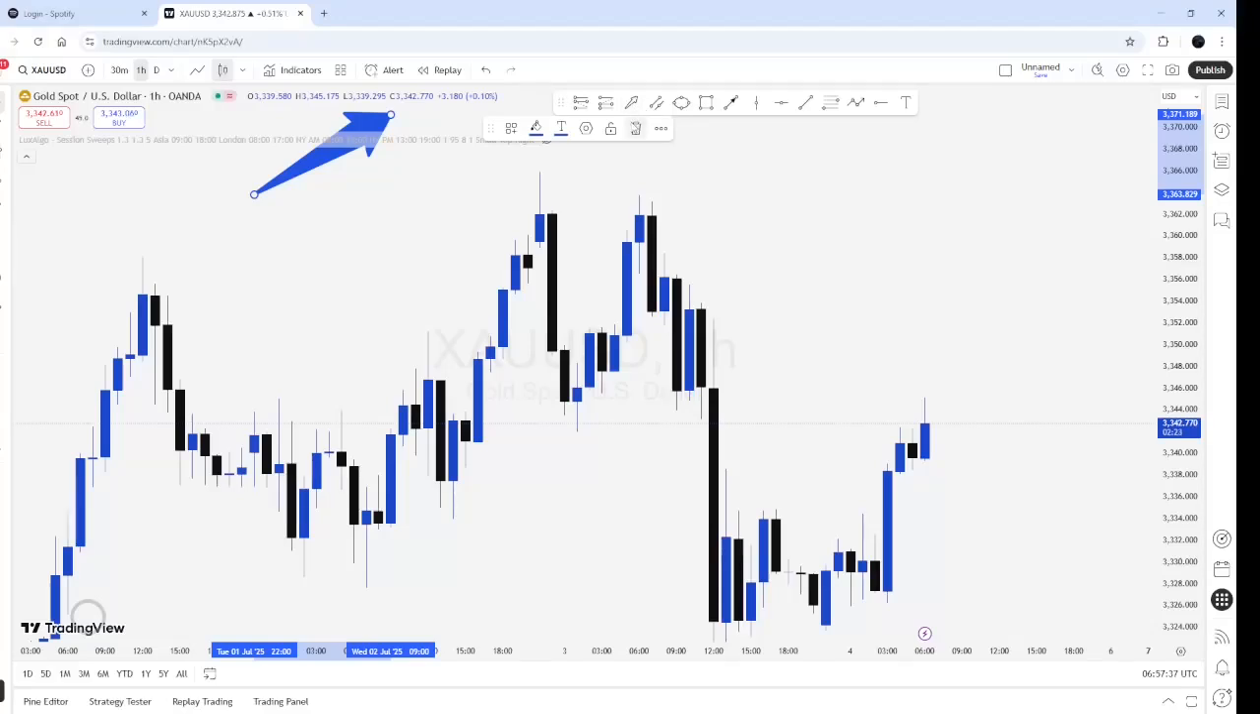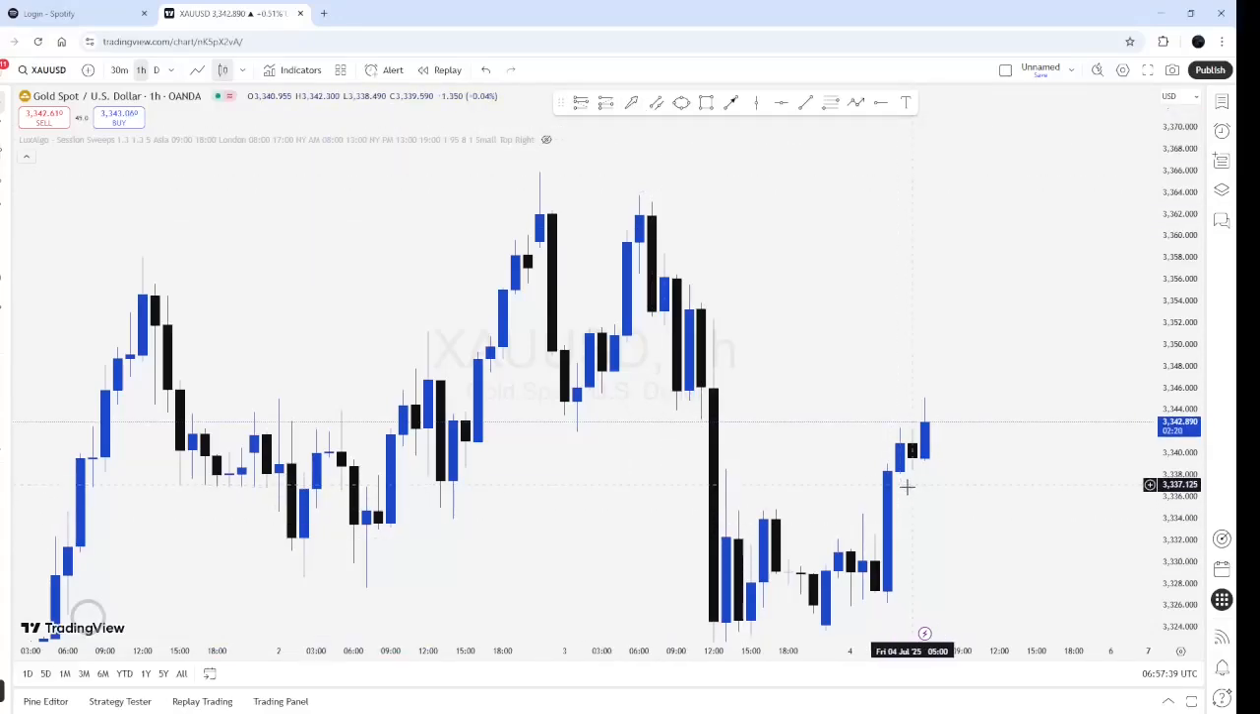When you put your cursor on it like this, it will give you all the details. The opening we have is 3338.370, and then the high is the highest. So you can see, let me plot it. Immediately I plot it, you see what I'm talking about. So let me plot it.